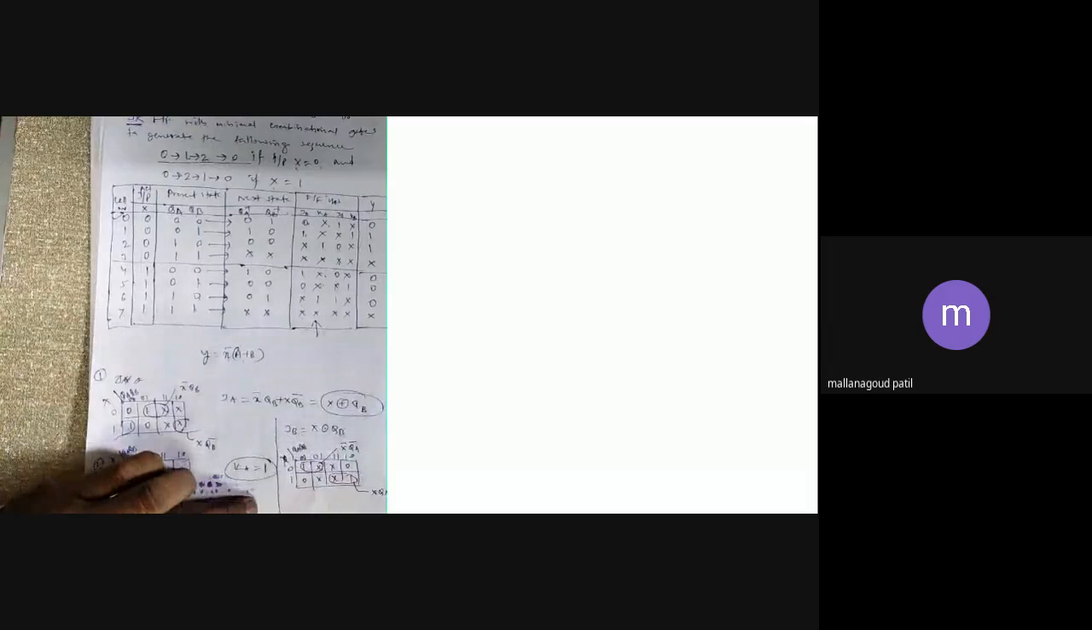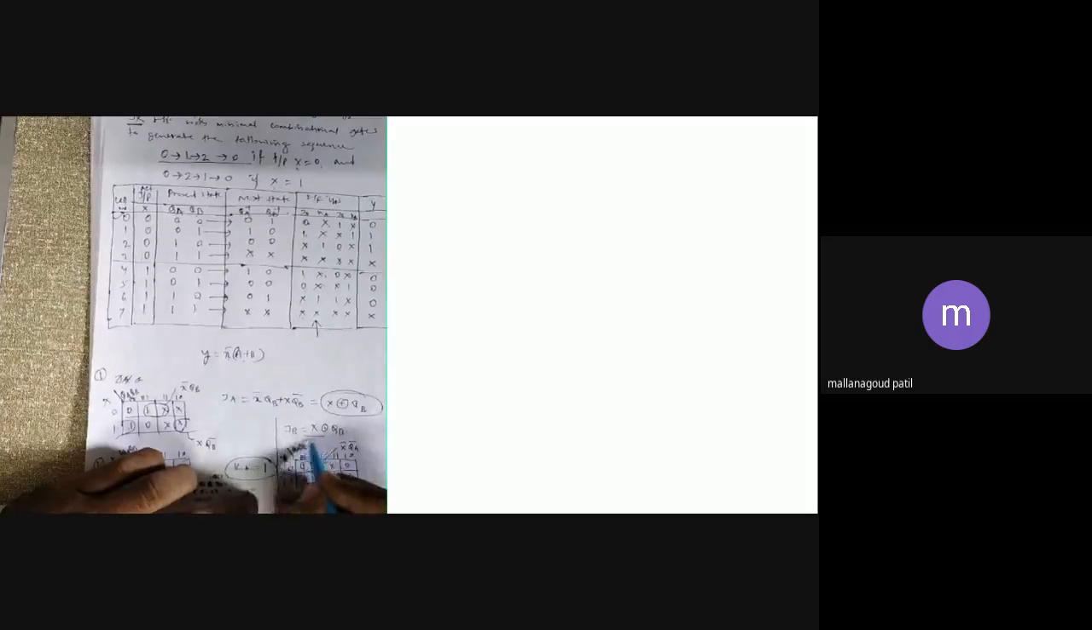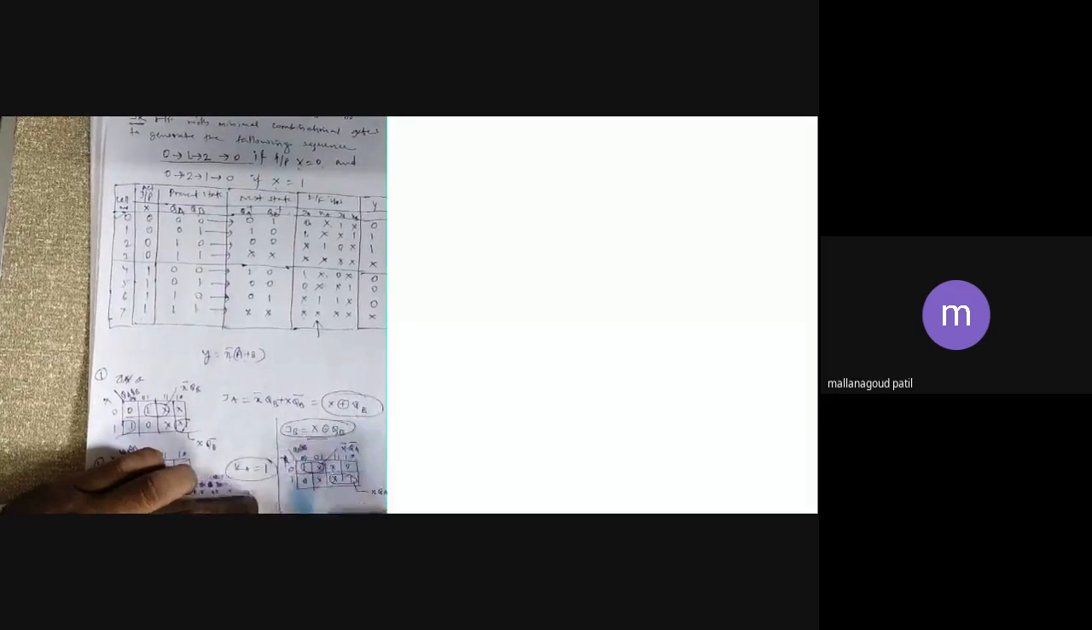X XNOR QB. What do you mean by that? A bar B bar plus AB. A bar B bar plus AB is A XOR B bar, which is A XNOR B. Directly I can write here JB as A bar B bar plus AB. A bar B bar plus AB is A XNOR B. X XNOR QB. Any doubt here?